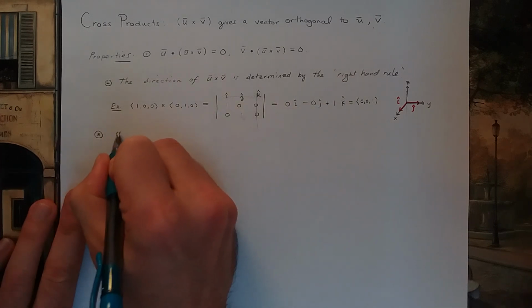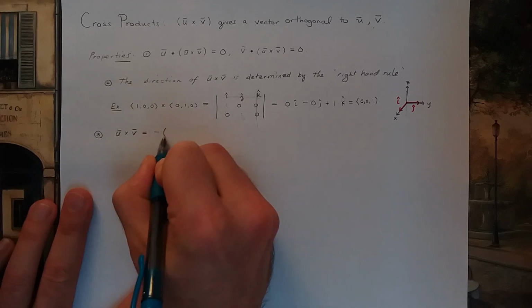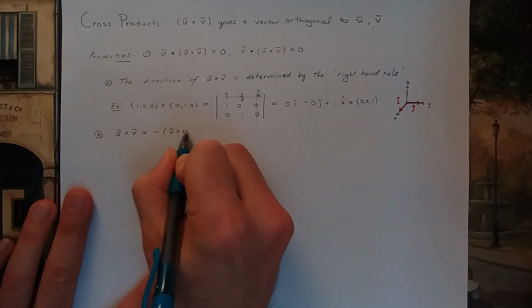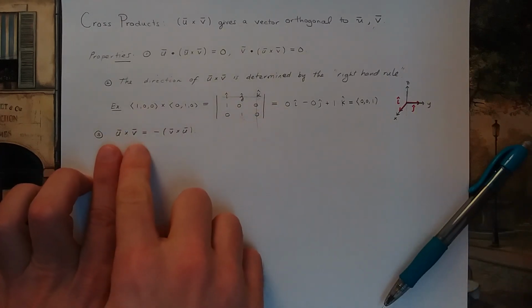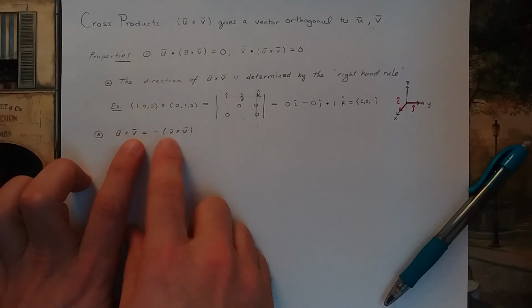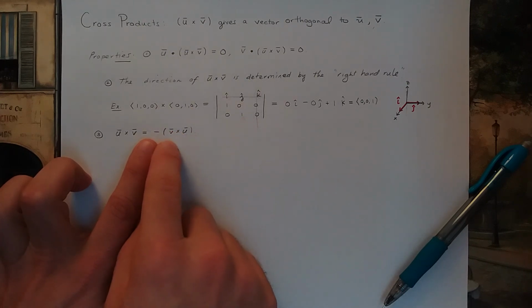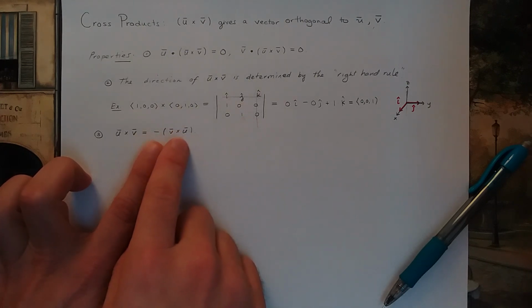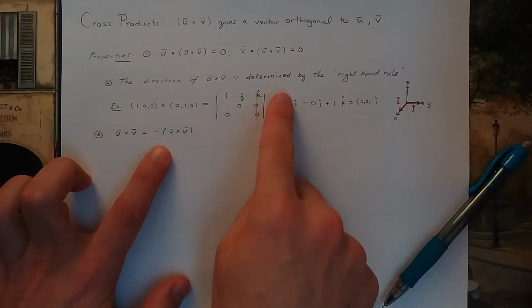Okay, let's look at property 3. Property 3 says if I do u cross v, I get negative v cross u. So if I reverse the order of the multiplication, I get an extra negative sign. When you have a negative sign in front of a vector, that means you're reversing the direction of the vector and you're going in the opposite direction. Property 3 follows from the right-hand rule.